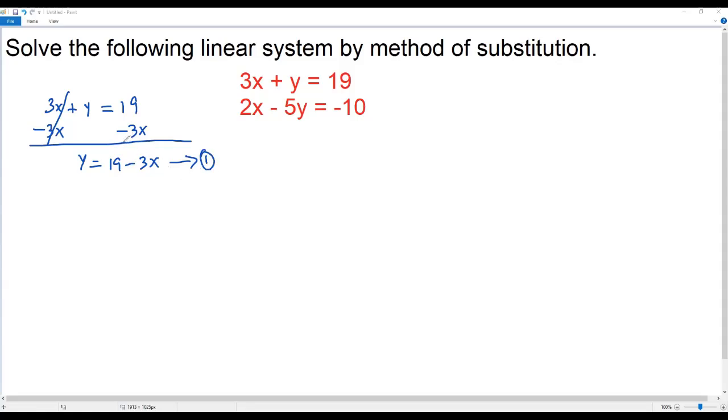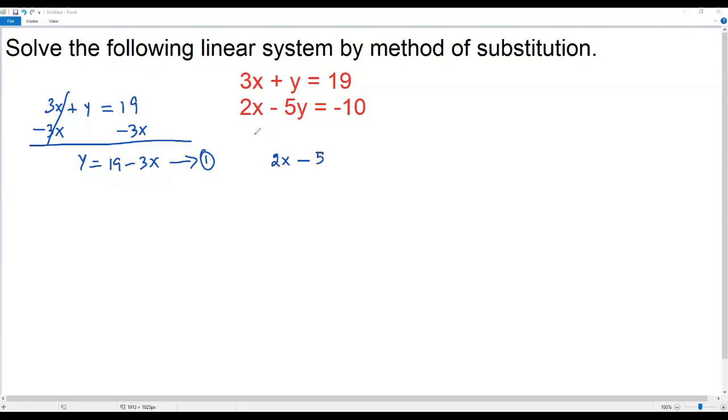Now I have solved for y in terms of x here. So y = 19 - 3x. I can substitute 19 - 3x for y into the second equation over here, so that I'll be getting this equation only in the variable x, and I can solve for x. Since y and 19 - 3x are equal, we can substitute this 19 - 3x for y into the second equation. Okay, let me do it.